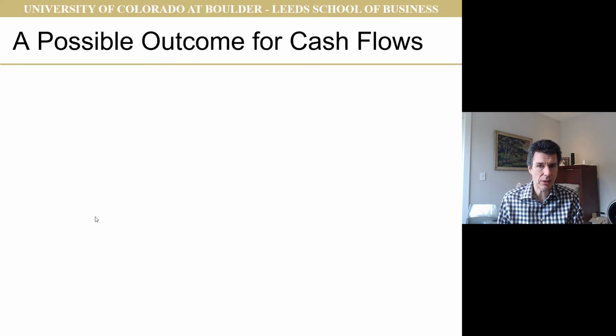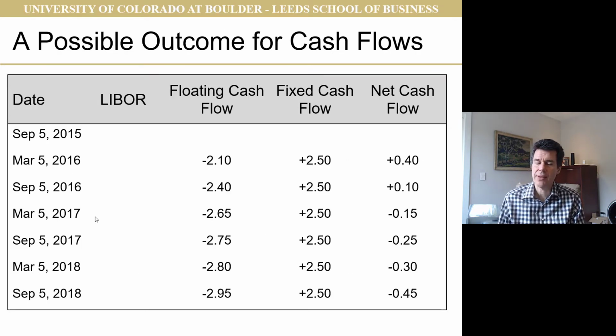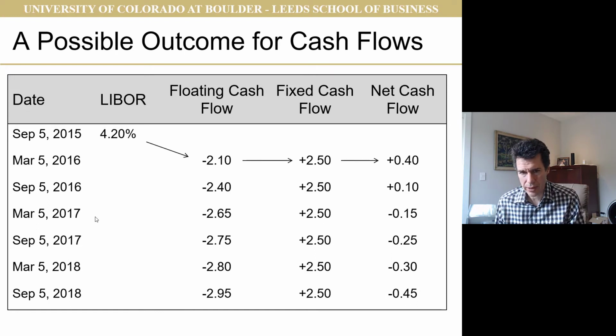Now, here's an outcome for the cash flows perhaps. On the 5th of September, we figure out what LIBOR is, and that determines the floating cash flow. In this case, LIBOR was 4.2%. We're just going to use day count fractions of a half. So 4.2%, $100 million notional, negative $2.1 million. That's how much Microsoft has to pay on the 5th of March. They're going to receive $2.5 million. So net, they're going to receive $400,000.